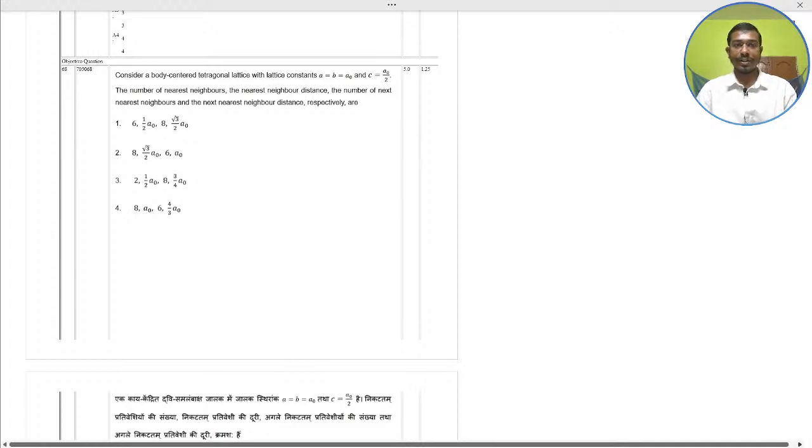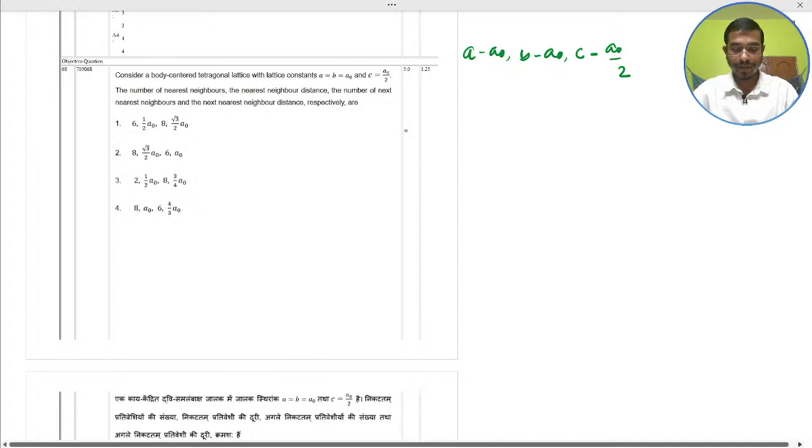Consider a body centered tetragonal lattice with lattice constants a = b = a0, c = a0 by 2. The number of nearest neighbors, the nearest neighbor distance, the number of next nearest neighbors, and the next nearest neighbor distance respectively are what? This is another condensed matter physics problem coming from the chapter crystallography. Consider the structure shown in the figure, with a = a0, b = a0 and c = a0 by 2. This is given.